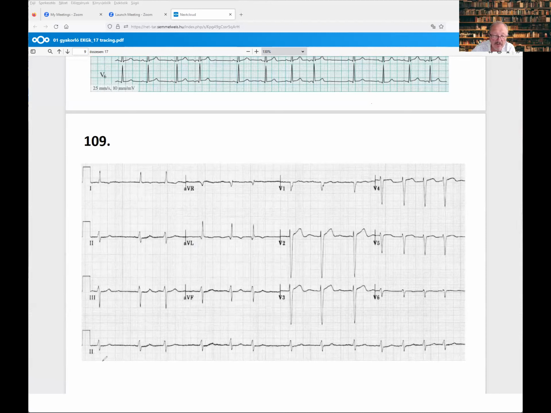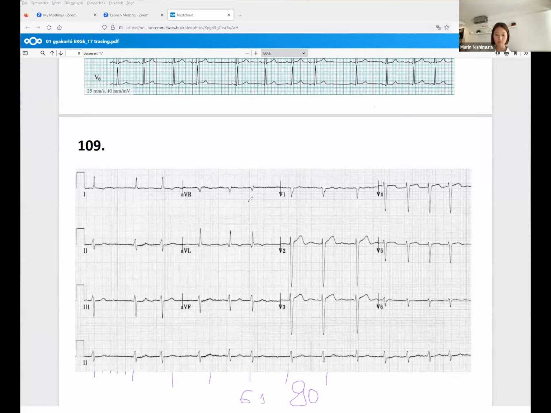What is five squares? For example, if I'm starting here, 1, 2, 3, 4, 5. So that means 1, 2, 3, 4, 5. Again, 1, 2, 3, 4, 5. I think it's enough. Another one, 1, 2, 3, 4, 5. So that's 6 seconds. How many beats do we have? 1, 2, 3, 4, 5, 6, 7, 8. Meaning that the rate is 80.